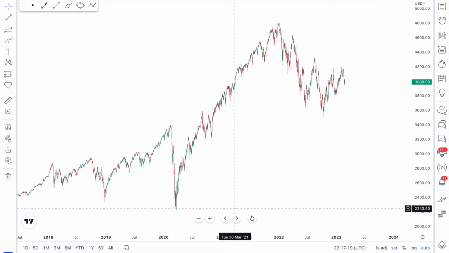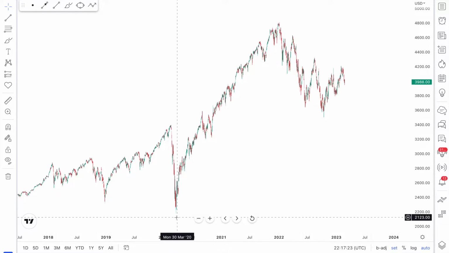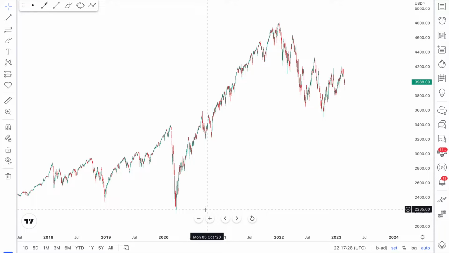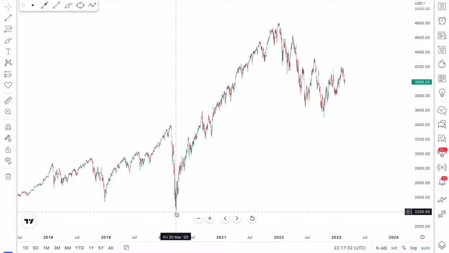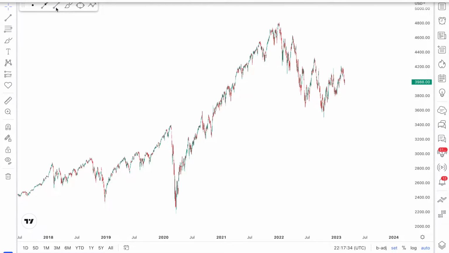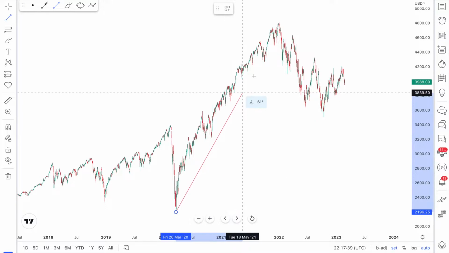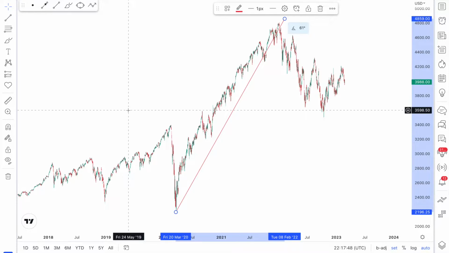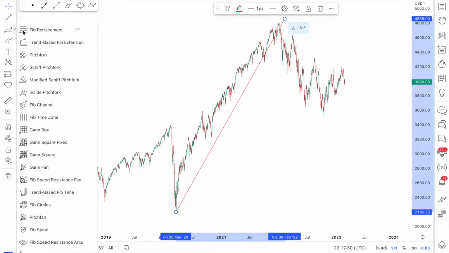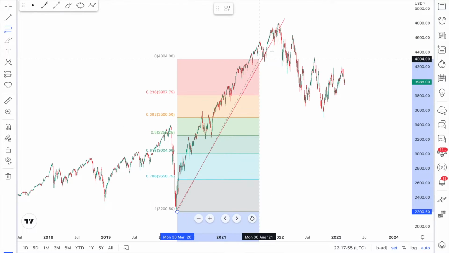For this example, I want to start at the market crash of 2020. This is when COVID first hit, and the market took a deep dive here. I want to start at the bottom of this leg here, as we saw earlier, and go all the way up here. This is the full length of the leg. Now, I'm going to apply the Fibonacci retracement. So I'm going to go to this tool here, click Fib retracement, start it at the bottom here, and move it all the way up to the top.